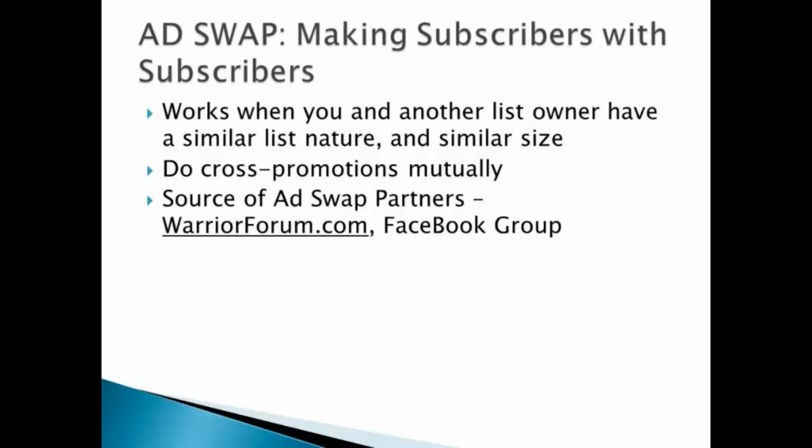So we have already talked about starter traffics, and you can start using them right away. Implement any of these methods and you can pick one or two of them and start developing them to drive traffic to your website. See some results, and when you start having some subscribers, you can start making exponential subscriber counts from here on. And I call this the ad swap. It works when you and another list owner have a similar mailing list nature and size.